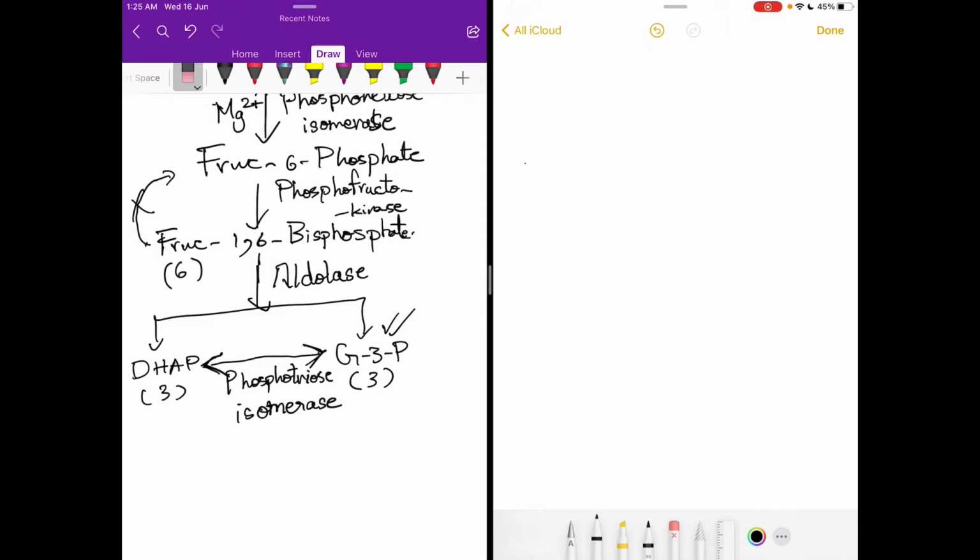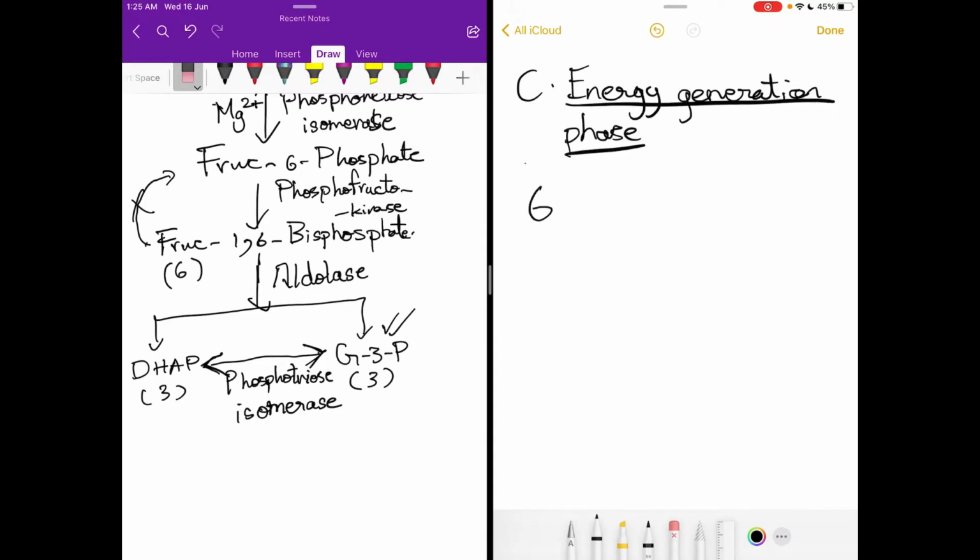So moving on, today we are going to start with phase C, or the third phase of glycolysis, which is the energy generation phase, right? This energy generation phase consists of 5 steps. So we are going to start from step 6, right?